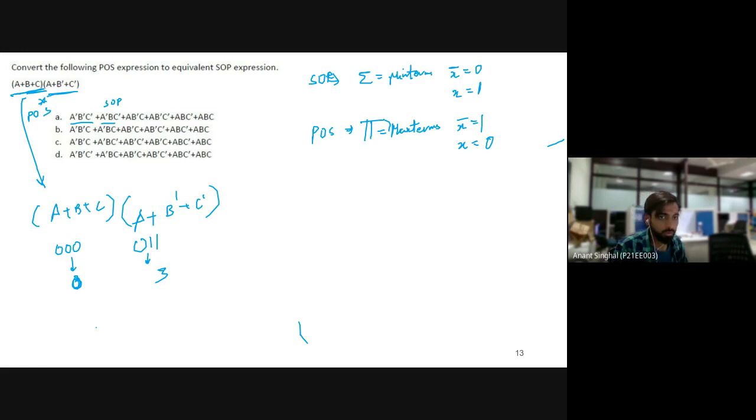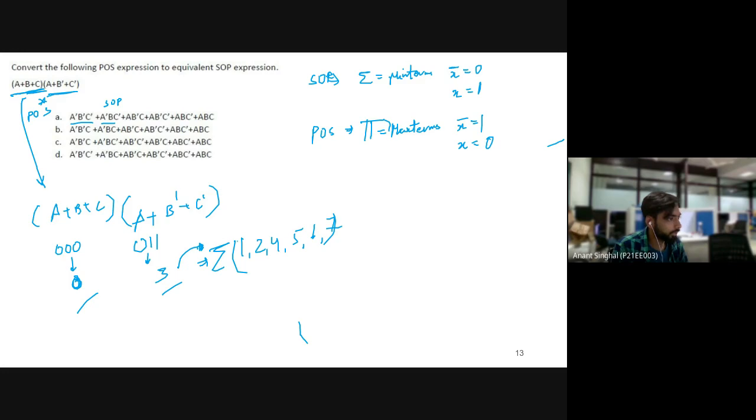Apart from these terms, the rest of the terms will be min terms. From 1 to 7, there will be 1, 2, then 3 is not there, 4, 5, 6, 7. If I try to convert it into SOP, it will look something like this, because 0 and 3 are the max terms that they have used, so the complement of those terms will be the min terms. Did you get this part? Apart from 0 and 3, everything else will come under the min terms.